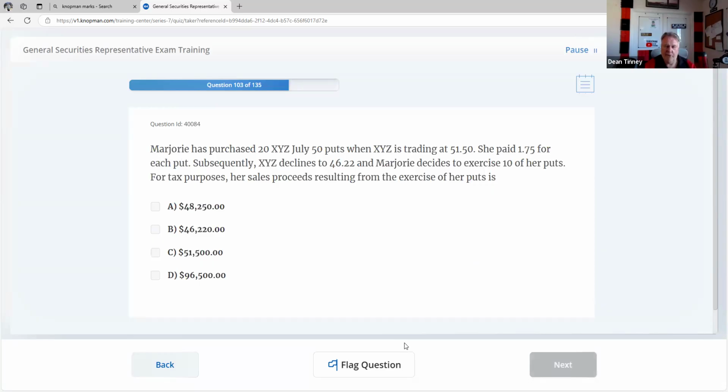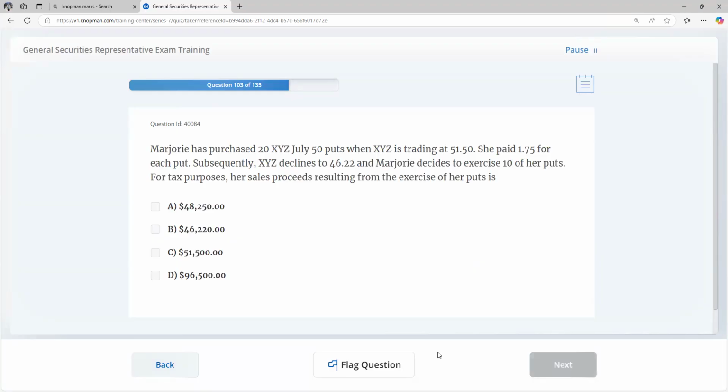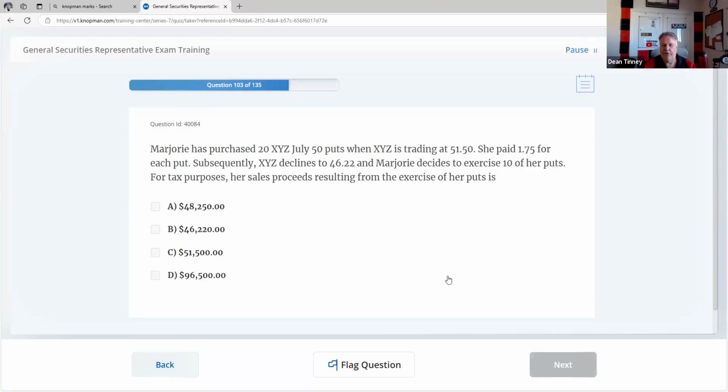Marjorie purchased 20 XYZ July 50 puts when the stock was trading at 51.50. Who cares? She paid $1.75 for each put. We may or may not care. Subsequently, XYZ declines and she decides to exercise 10 of her puts. For tax purposes, her sales proceeds from the exercise price of her puts is?